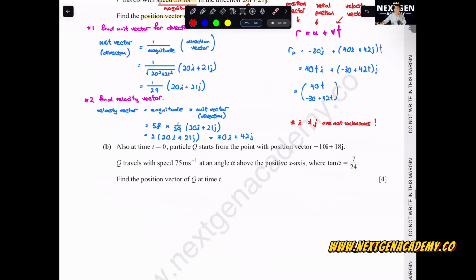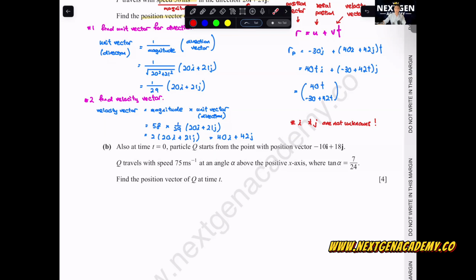Okay, let's go to question B. Also at time t equals 0, particle q is at the point with position vector negative 10i plus 18j. Q travels with speed 75 meters per second at an angle alpha above the positive x-axis, where tangent alpha is equal to 7 over 24. Find the position vector of q at time t.